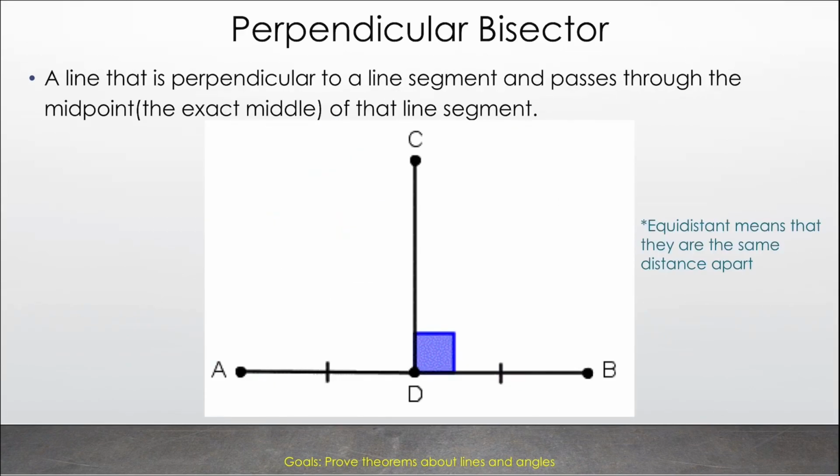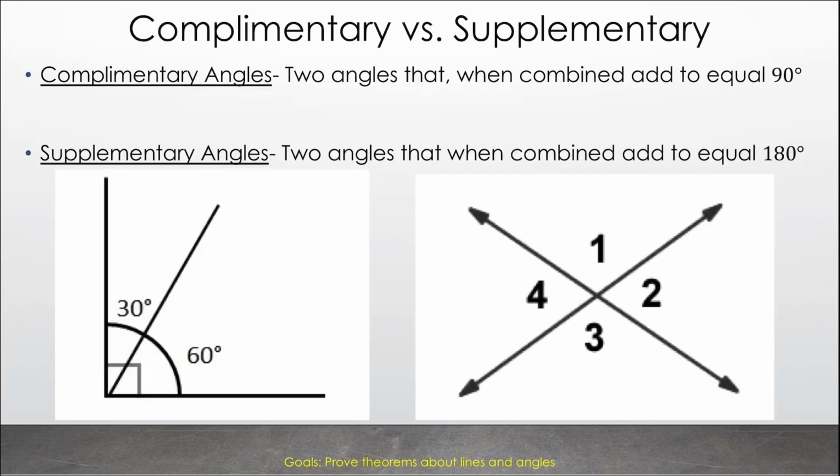A perpendicular bisector is a line that is perpendicular. If we remember, perpendicular means it intersects at a 90-degree angle to a line segment and passes through a midpoint. Midpoint is the middle of the line segment. Equidistant just means they're the same distance apart, which means middle. Perpendicular, there's my 90 degrees.